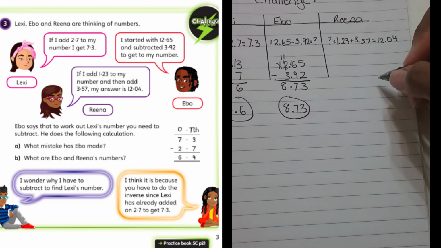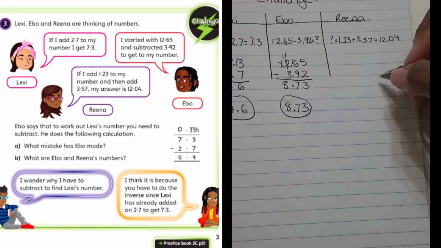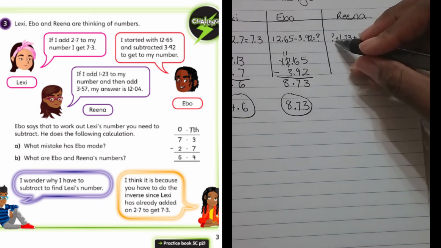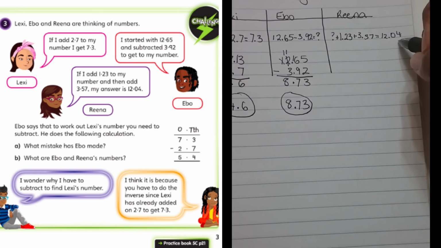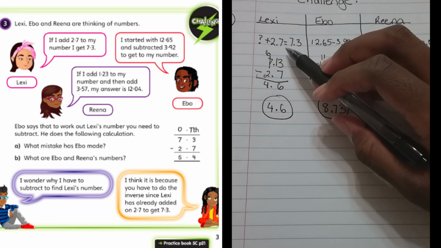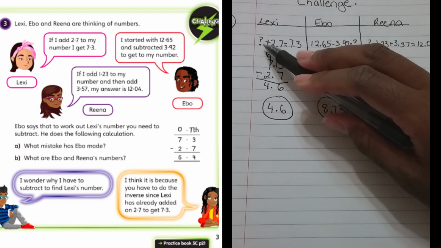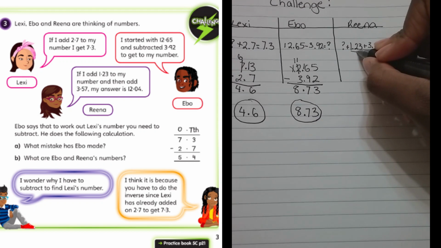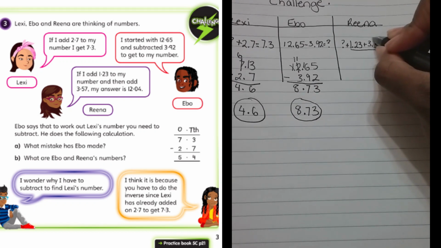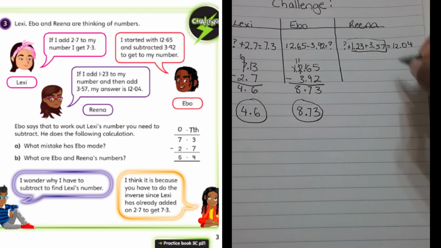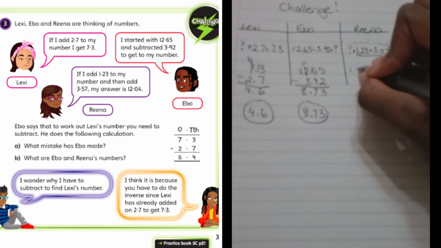Finally, Rena's number. Hers is the most complicated because hers is a two-step number sentence. She has her number plus 2 other numbers to get to the answer. So with Lexi's, I did the inverse. I subtracted to find out what the missing number at the beginning was. I can still do the same thing, but first I need to add these up. That way I can take it all away from 12.04. So let me add those up quickly.